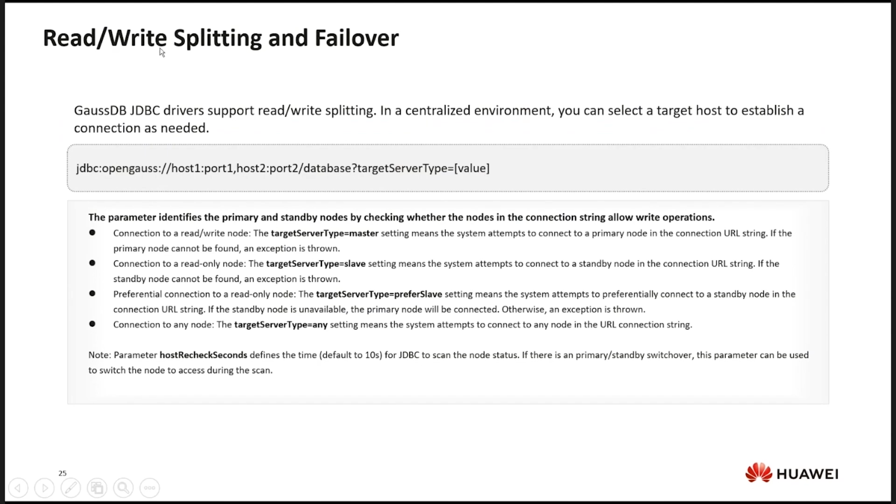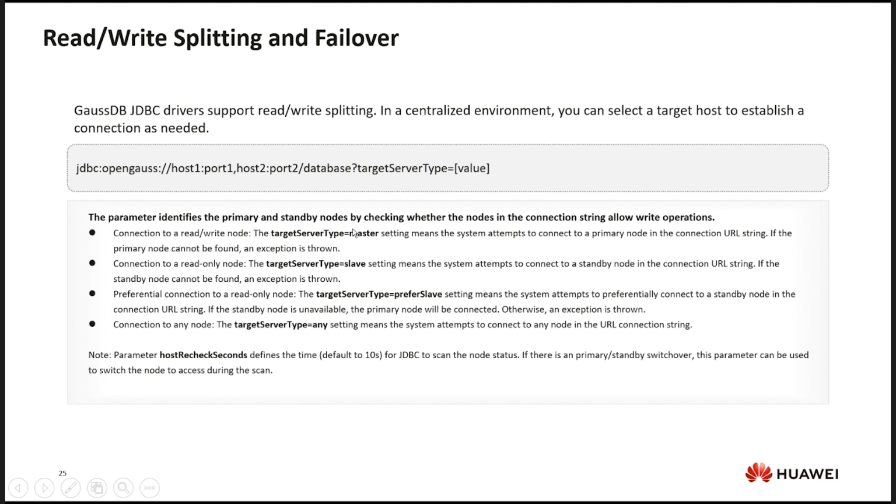Then we have read-write splitting and failover. Our JDBC driver supports read-write splitting. In a centralized environment, you can select a target host to establish a connection as needed. So in our example, we have 2 hosts, and we need to put a parameter named target server type equals a value. We have 4 choices. The value could be master, slave, prefer slave, or any.